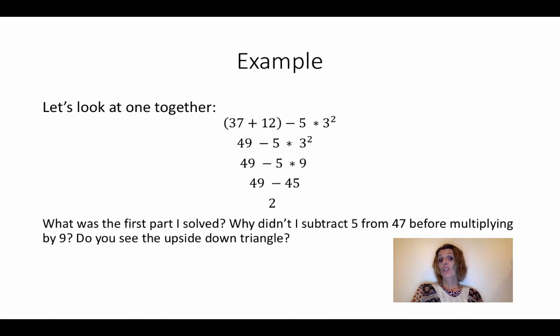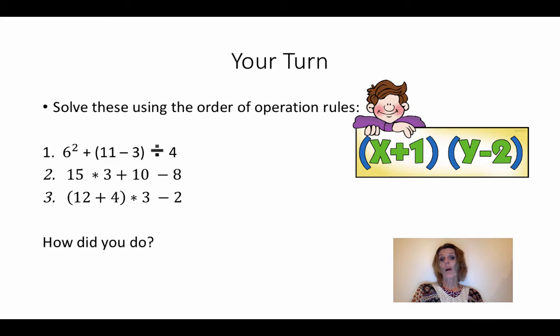So what was the first part that I solved? Why didn't I subtract 5 from 49 before multiplying by 9? And do you see my pizza, my upside down triangle? That's what yours are going to look like every single time.